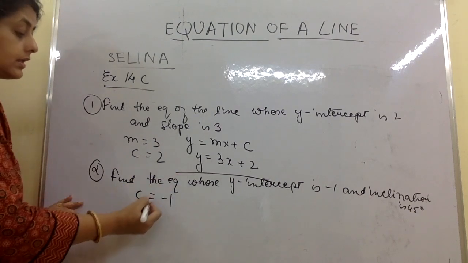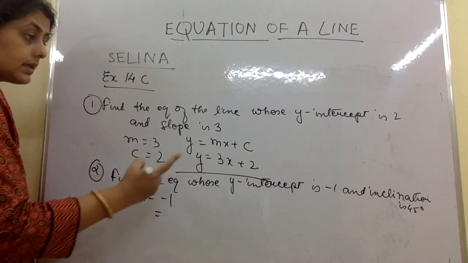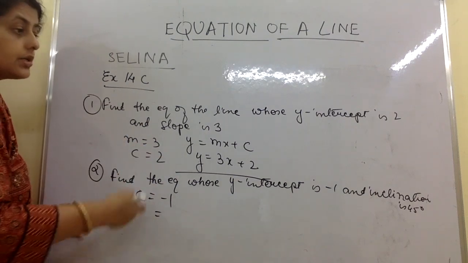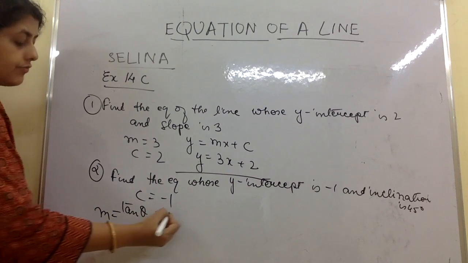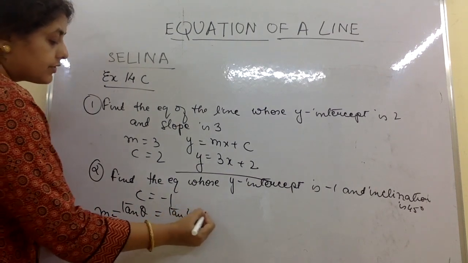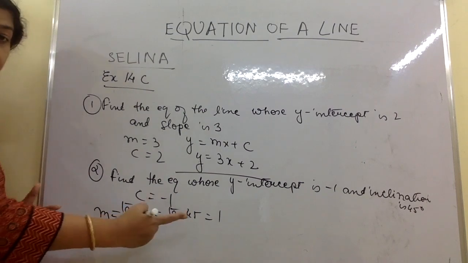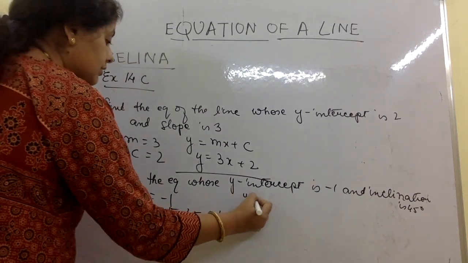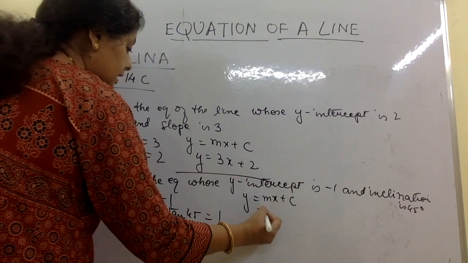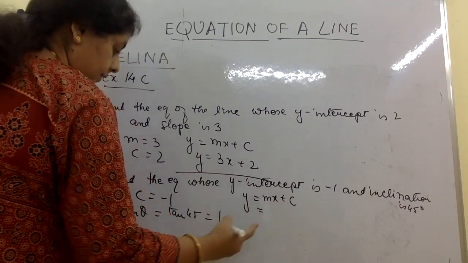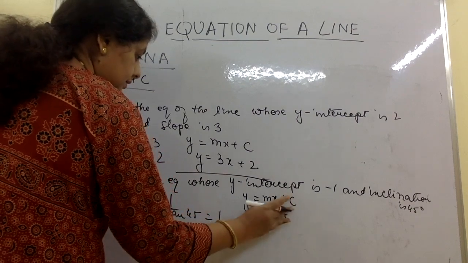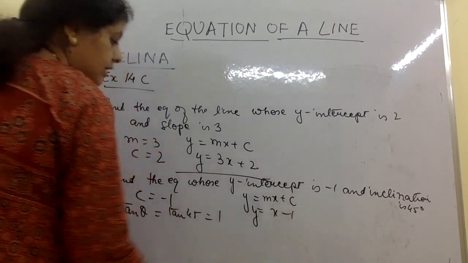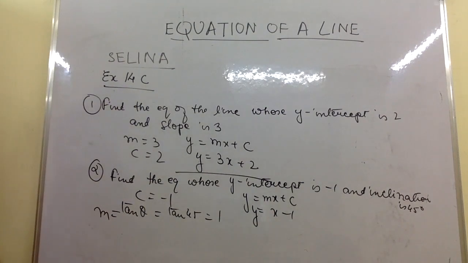And inclination means theta. So tan theta, which is equal to m, is equal to tan 45, which is 1. So I have m and I have c now. y is equal to mx plus c, m is 1, so y is equal to x minus 1 is my answer.